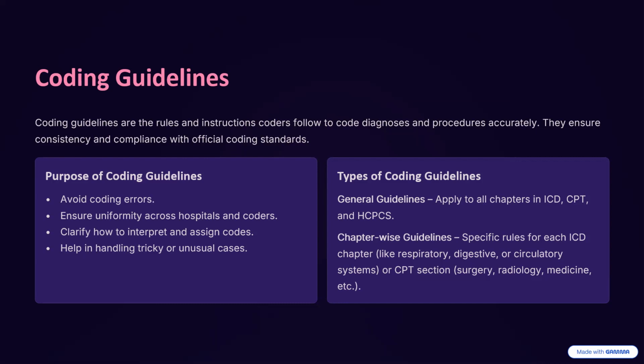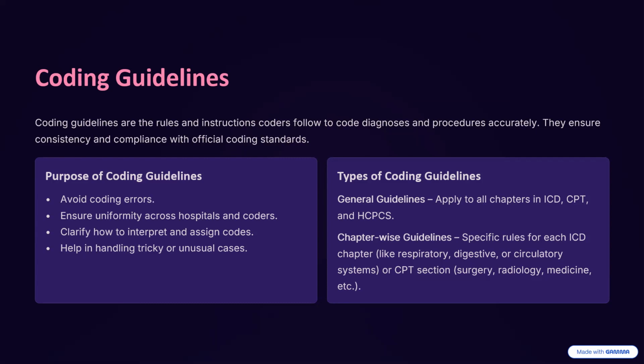Next, purpose of coding guidelines: avoid coding errors, ensure uniformity across hospitals and coders, clarify how to interpret and assign codes, help in handling the tricky or unusual cases. Next, types of coding guidelines: general guidelines apply to all chapters in ICD, CPT, and HCPCS. These are called general guidelines.